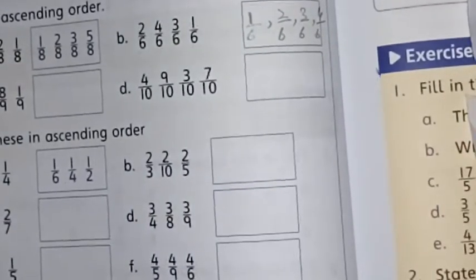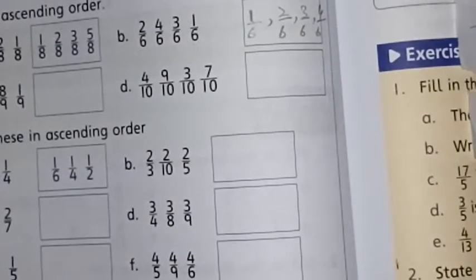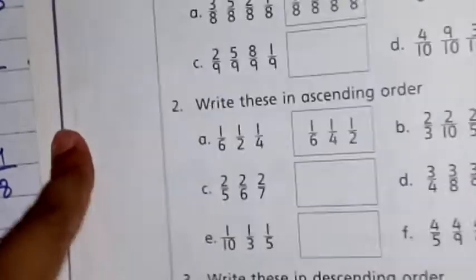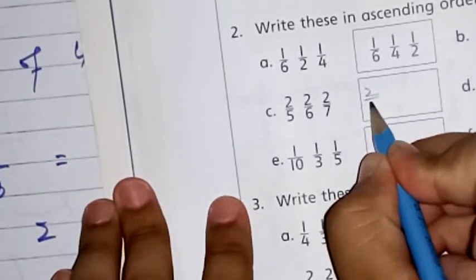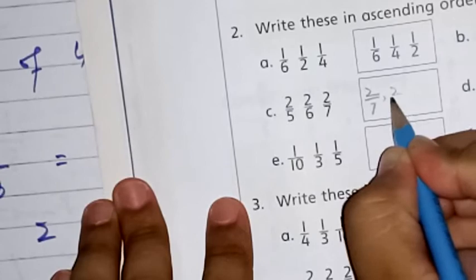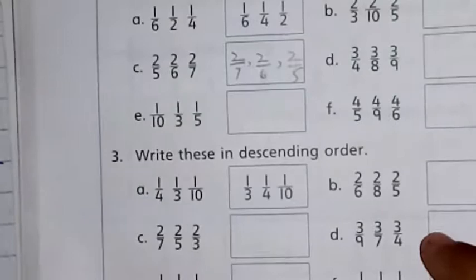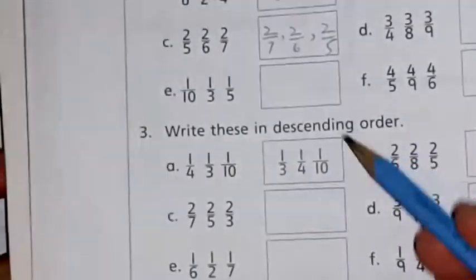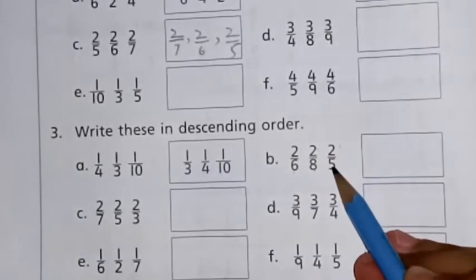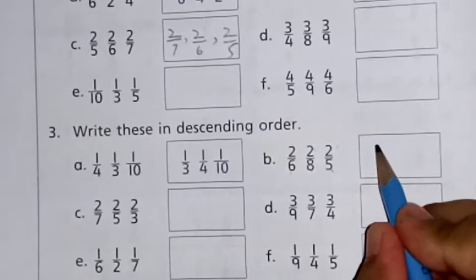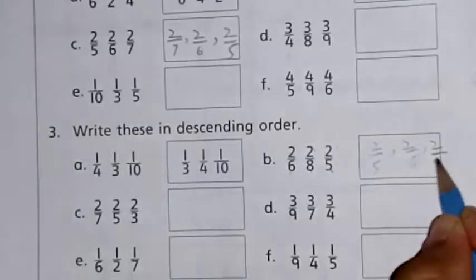Tell me which pieces are greater. 2 by 5, 2 by 6 or 2 by 7. The pieces which are greater are 2 by 5. So 2 by 7 will be written first, then 2 by 6 and then 2 by 5. In this way you have to order all these. Similarly you have to write in descending order. 2 by 6, 2 by 8, 2 by 5. Which is greater? 2 by 5 is greater than 2 by 6 and then 2 by 8.